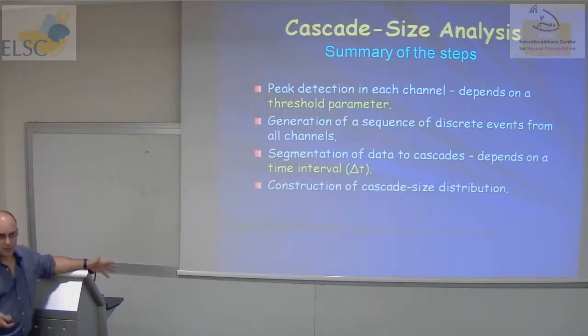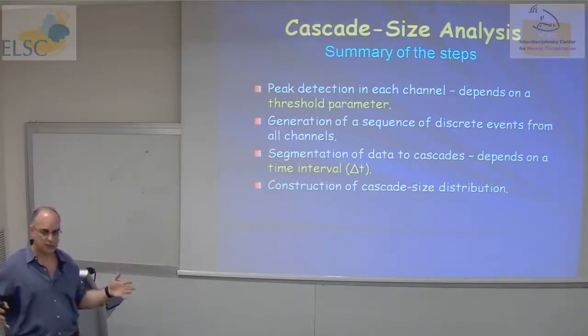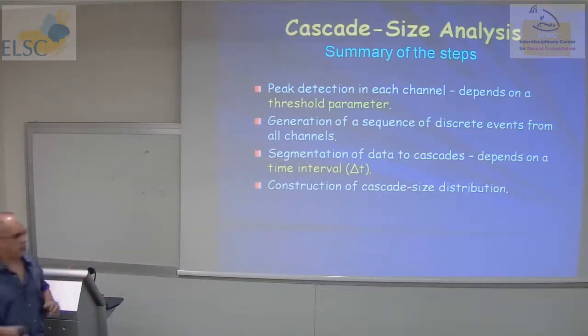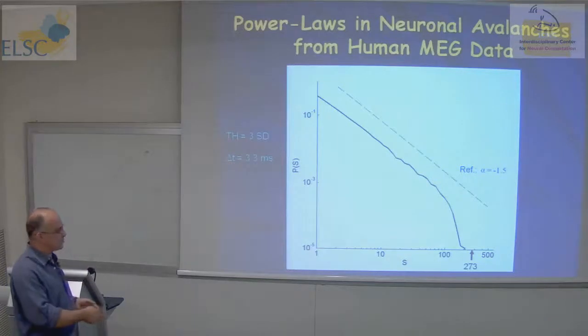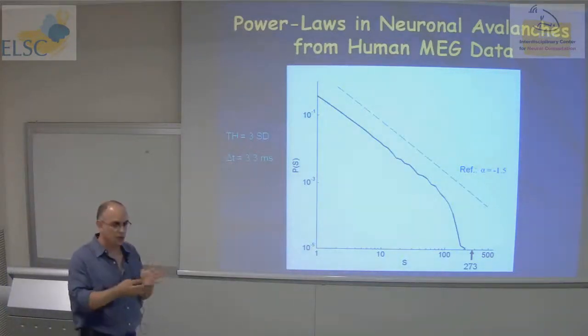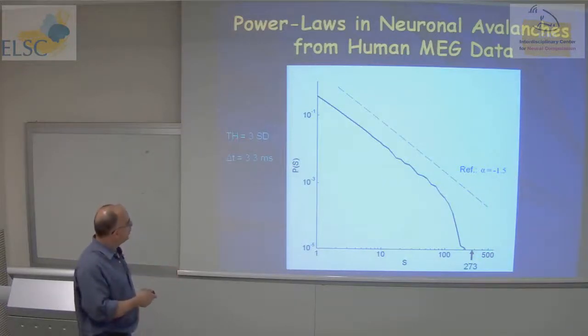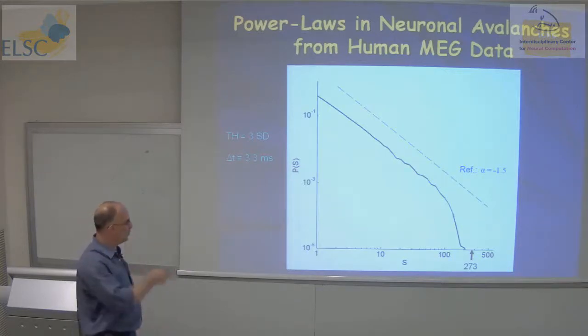Okay, so next step, we can construct the distribution of the cascade sizes, right? I showed you how we segment them. We get a few thousand of them in typical data sets of 4 minutes, and now we can plot the distribution. The x-axis is the size, and in this talk, I stick to the size in terms of just the integer number of events. So we get this kind of power law behavior. This is a reference power law at negative 1.5. So at least for this delta t, we get roughly a power law with that exponent.